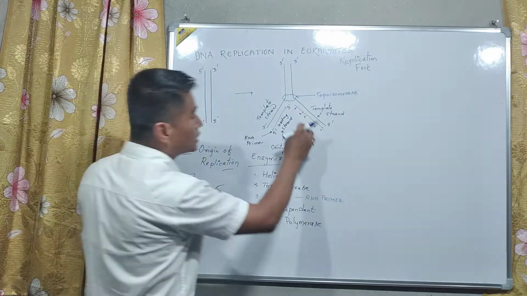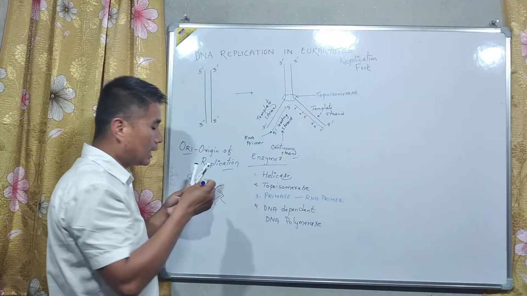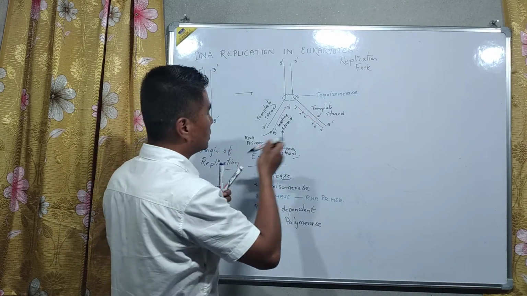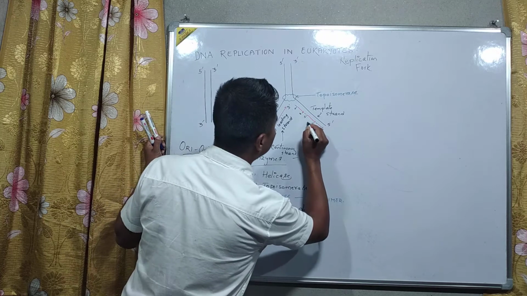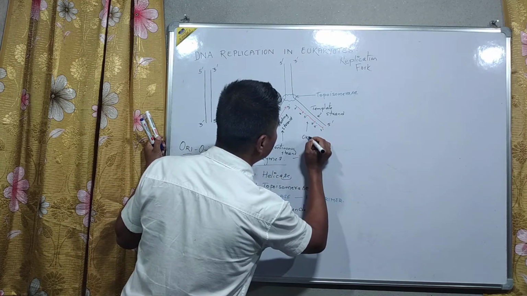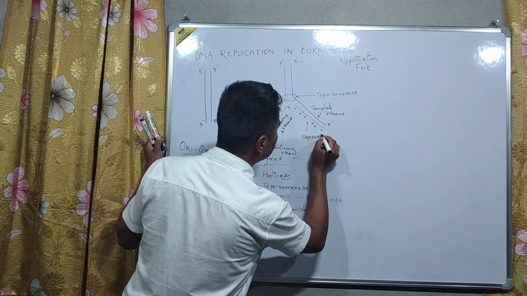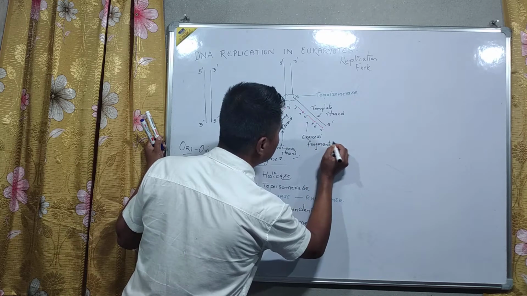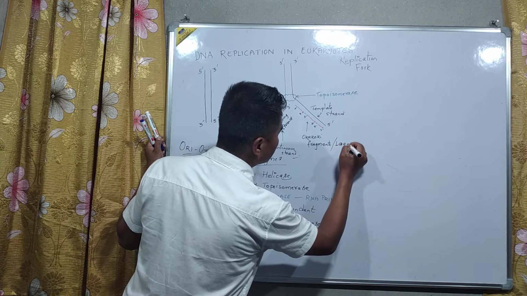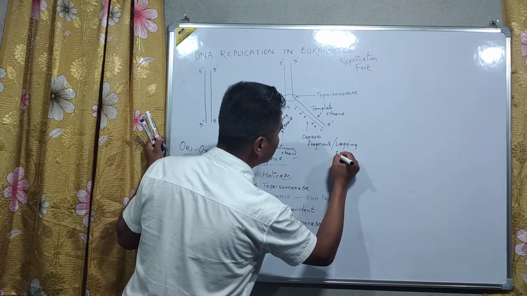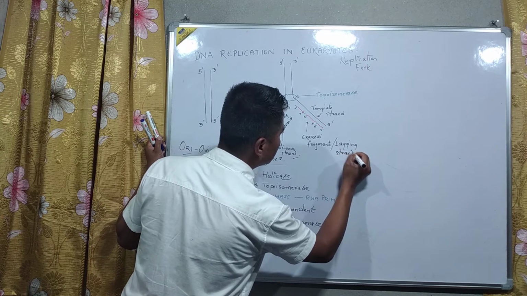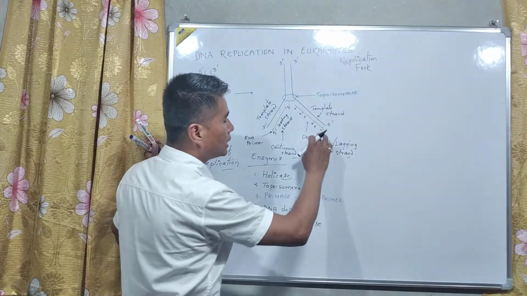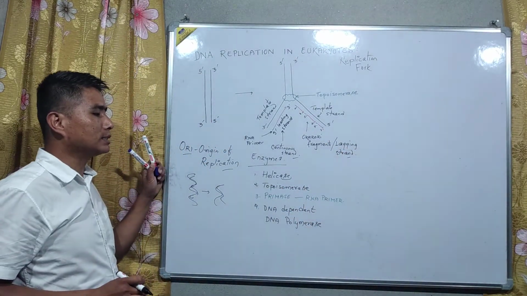This strand, which is made of small segments, is known as Okazaki fragments. These fragments are known as Okazaki fragments or the lagging strand, which are discontinuous. So they are known as Okazaki fragments or lagging strand.